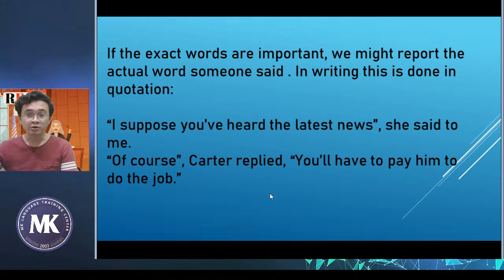Of course, "You'll have to pay him to do the job," Carter replied. It's also the exact words that this person said. Okay, so it's also one of the possible ways, but commonly we can see this kind of pattern in reading books sometimes, or in novels. In novels, we can see these quotations of what this person said, but in a way, for reported speech, it can be different.